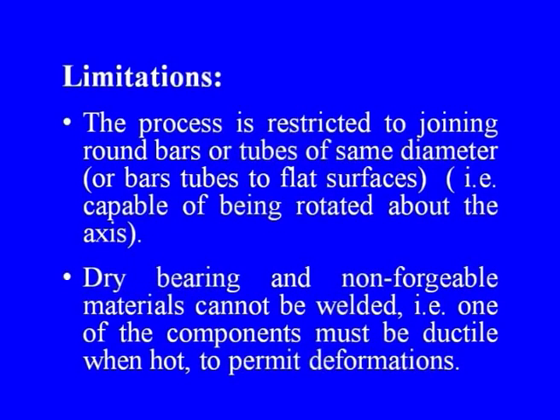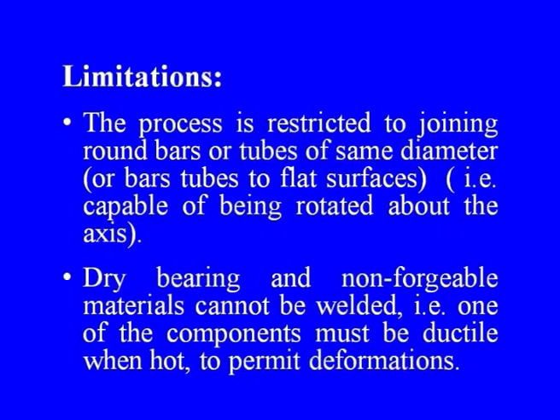Now, let us look at some of the limitations of this process. The process is restricted to joining round bars or tubes of similar diameters, or bars or tubes to flat surfaces, that are capable of being rotated about their axis. That is what we have already seen. Dry bearing and non-forgeable materials cannot be welded. That is, one of the components must be ductile when hot to permit deformation. This is a kind of prerequisite. One should be ductile so that material flow will take place once we soften it, and that will ultimately help in getting them joined.